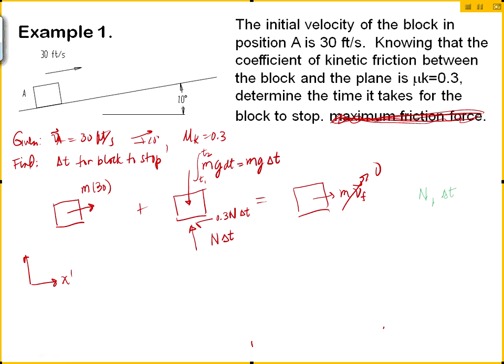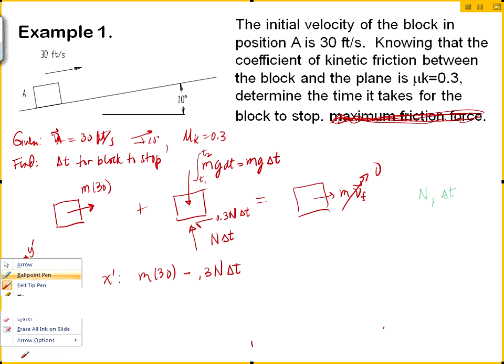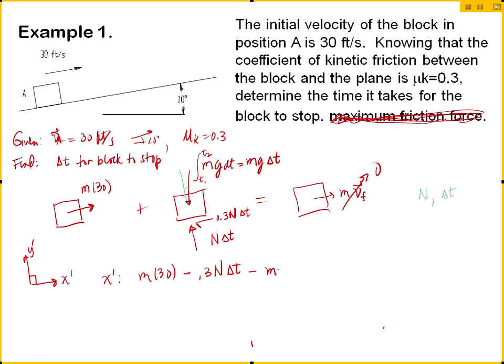So I can select this to be my X prime and select perpendicular to that to be my Y prime. Okay, so what would I get along the X prime direction? M times 30, right? Minus, I have two minuses, don't I? Minus 0.3 N delta T, okay, and what else? I also have a component of the mg in the X prime direction. Is that okay, Peter? And it's in the minus also, yes? So minus mg delta T times the sine of 30, right? Must be equal to 0 because there's nothing on the right side.